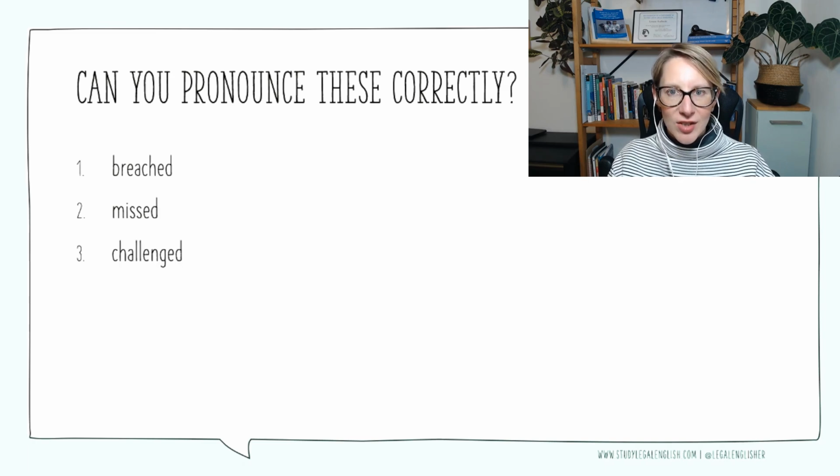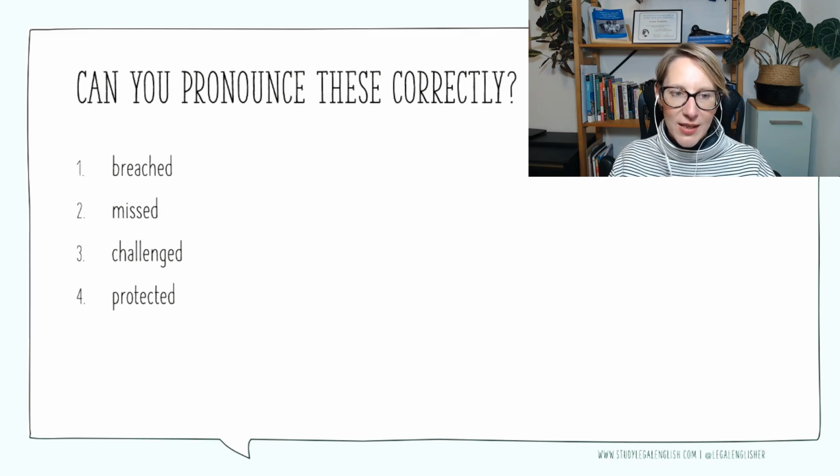Challenged, challenged, because the j, I'm engaging my vocal cords, right? So challenged, we pronounce the d on the end. What about this one? Protected, protected. We use the id ending, we add a syllable because it ends in a T. This one should be easy then. Objected, objected, same situation, right?